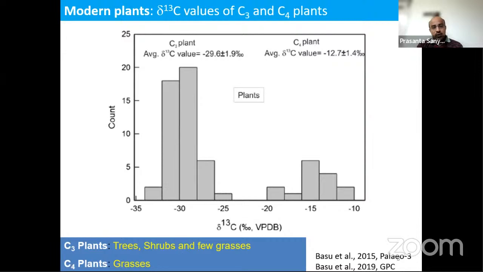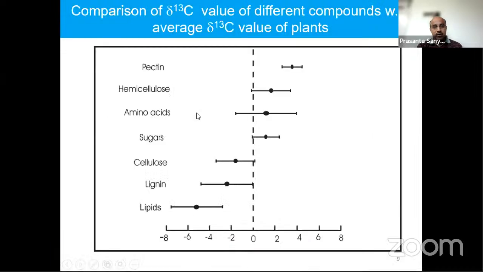Now, the problem with bulk organic matter is that it consists of different compounds. In this table, you can see the carbon isotopic character. If I take this 0 as the carbon isotopic composition of bulk organic carbon, you can see that the carbon isotopic composition of these compounds can deviate from this bulk value. Sometimes the isotopic composition can be lower, and sometimes it can be higher.